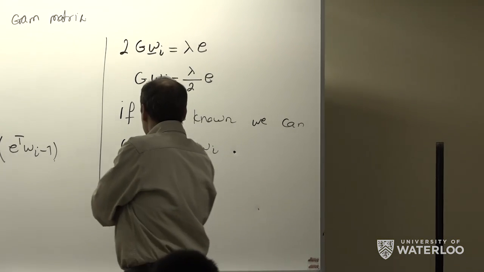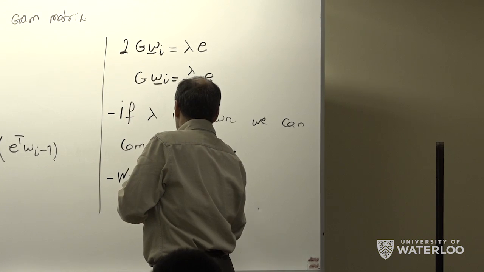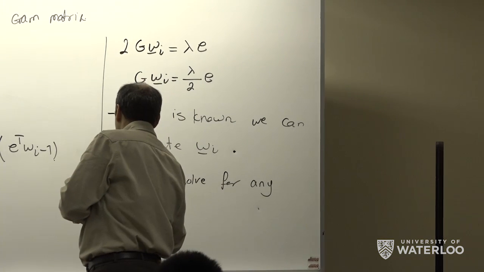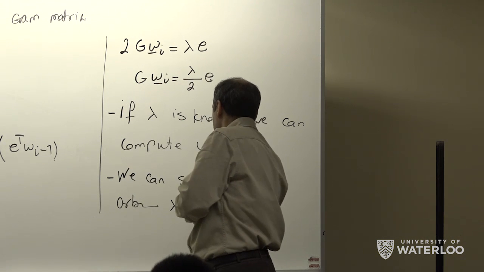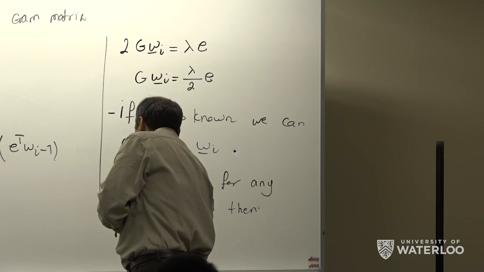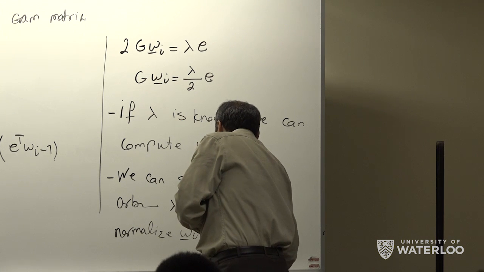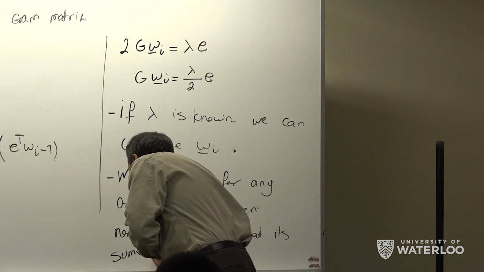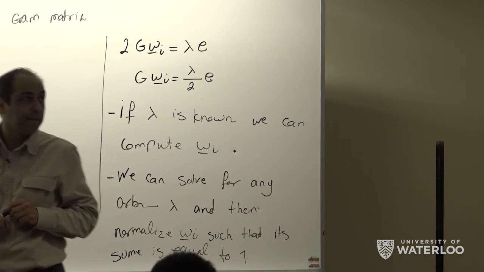Okay. So we can solve for any arbitrary lambda, and then normalize Wi such that its sum is equal to 1. Okay?